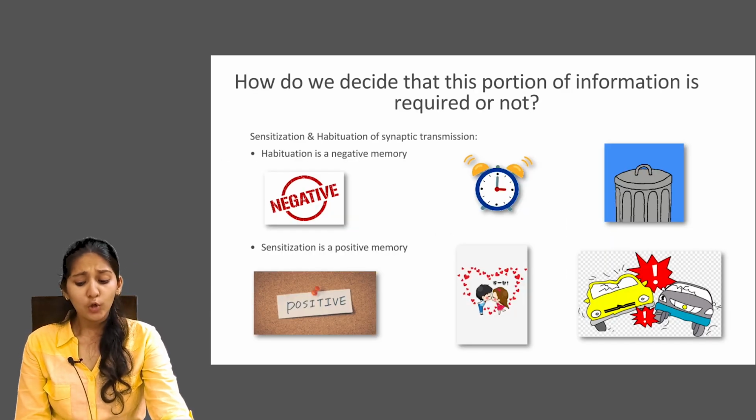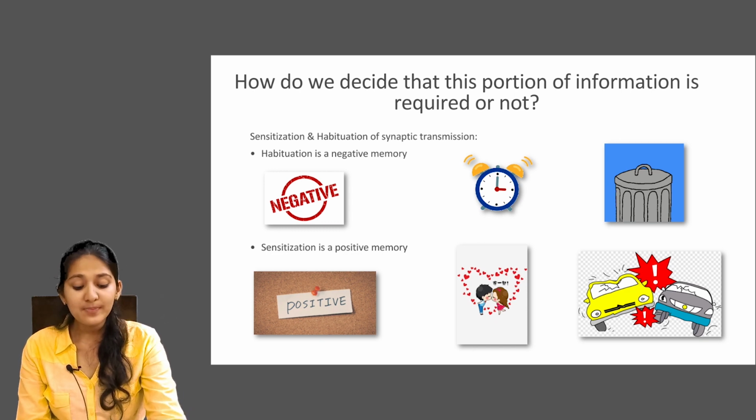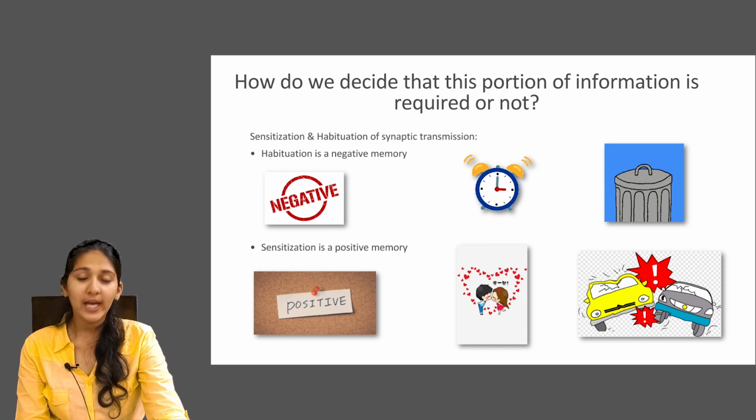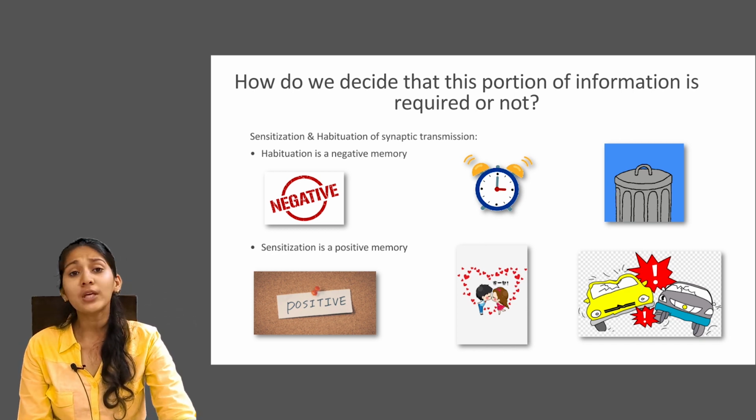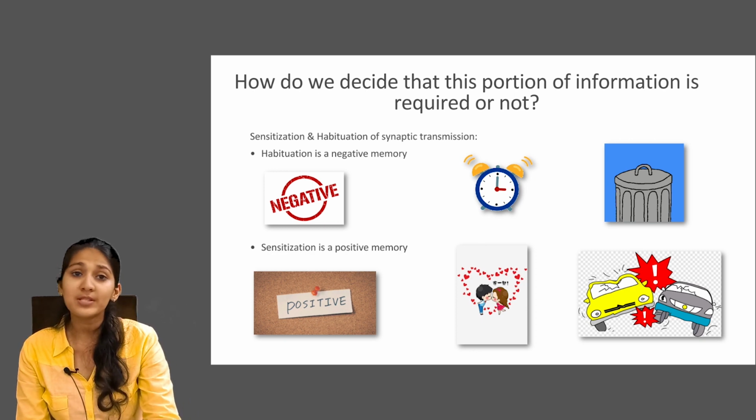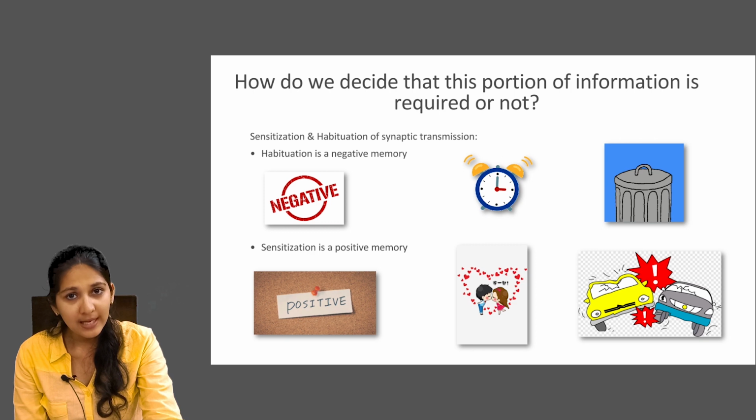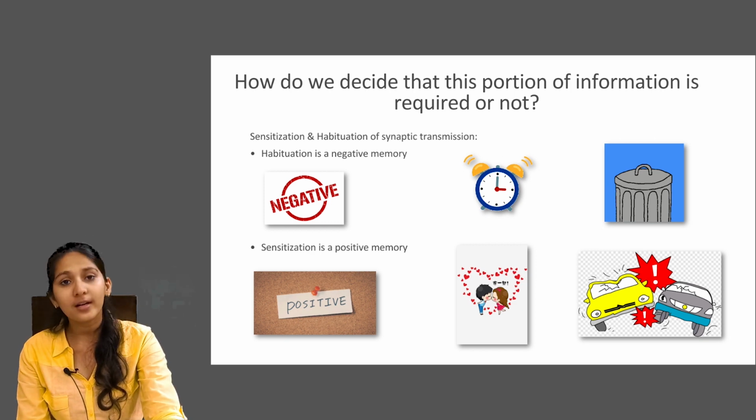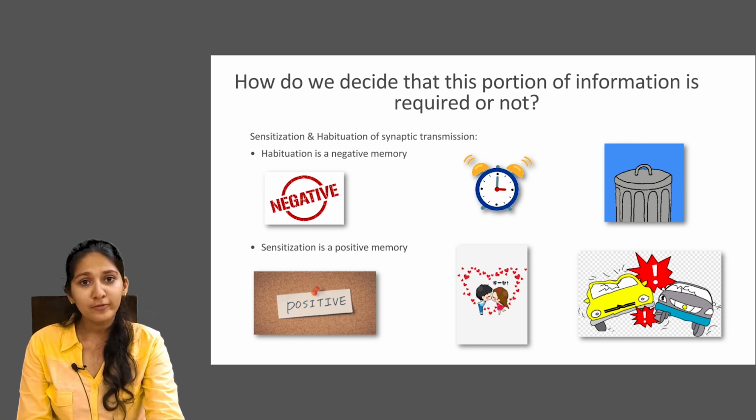So the question is, how do we decide which part of information is required to be stored in the brain? This brings in the concept of sensitization and habituation of the synaptic transmission. Habituation is a kind of negative memory. For example, if you keep listening to the same alarm ring every morning, we stop responding to it, which implies the brain is habituated. That is, the brain is used to that kind of memory, and therefore this kind of memory is discarded by the brain. The second type is sensitization, which is a positive type of memory.